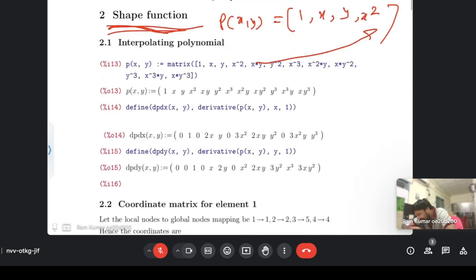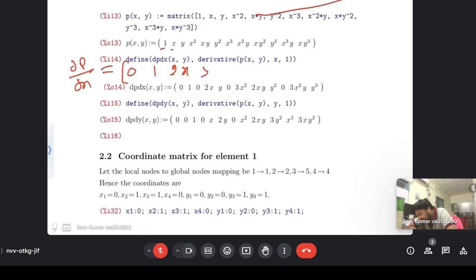Then what will be del p by del x? Del p by del x equal to, in text form, 0, 1, then 2x, then y, then 0, then 3x square, then 2xy, then y square, then... sorry, it will be 3x square y, then it will be y cube. It will be like this.